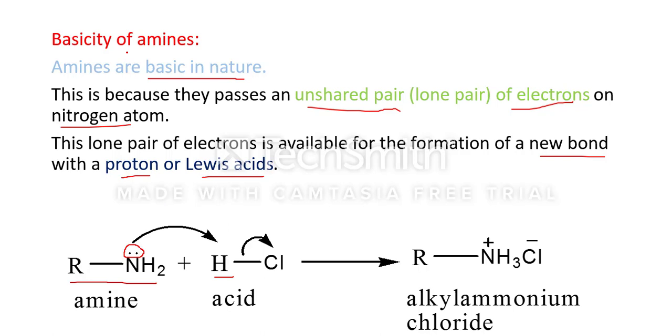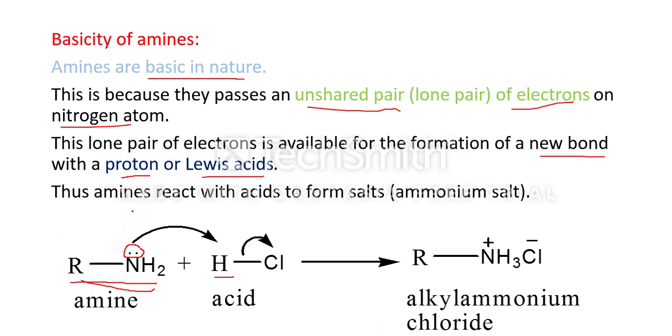Is everyone clear about the nature of amines? Amines are basic in nature. The reason behind the basic nature of amines is that they contain a lone pair of electrons on the nitrogen atom. Because of this lone pair of electrons, amines act as bases, because as per the Lewis theory, bases donate a lone pair of electrons to the Lewis acid. It means amines are Lewis bases, or amines are generally basic in nature.